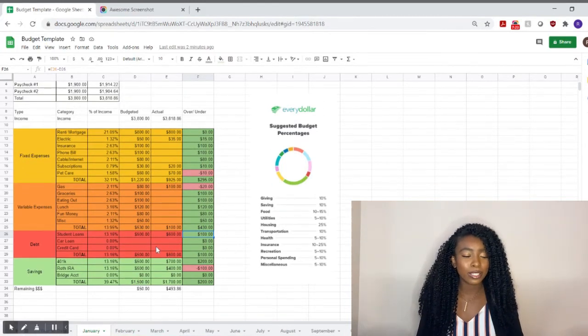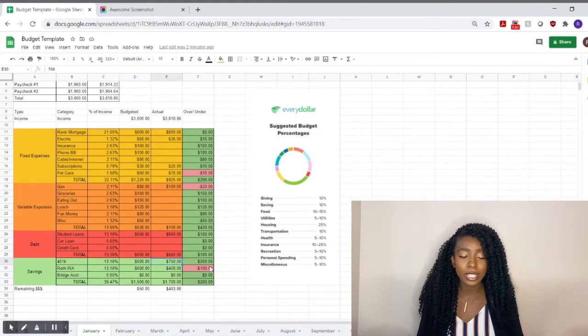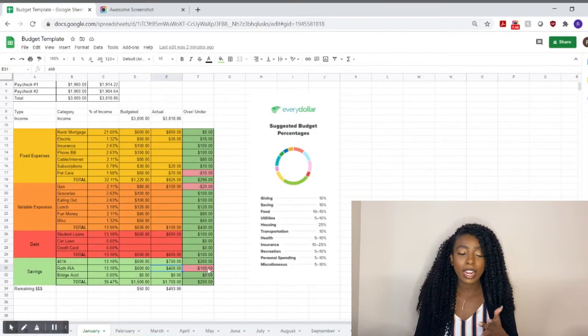Same thing goes for the following category, which is savings. If you budget $500 to your 401k and you put in $700, then that is awesome. You are over budget by $200, but you're still in the green for me. If you have a Roth IRA and you budgeted $500 but only put in $4, then I have you in red because you did not contribute as much as you were hoping to for that month.